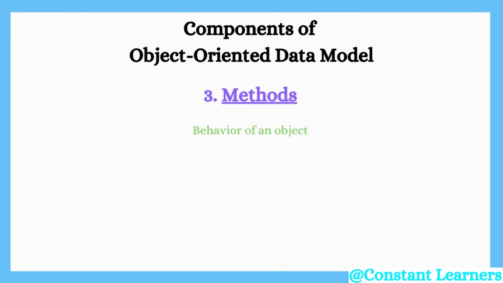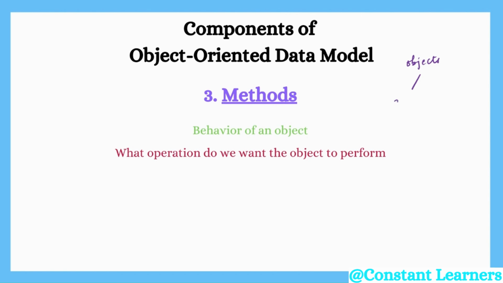Then we have the methods. Methods define the behavior of an object, that is, what operation we want the object to perform. Like in entities, we only had attributes, that is the properties. Objects don't just have attributes, they have attributes as well as methods. They have to perform some kind of action or some kind of task. So methods are the real-world tasks that we want the objects to perform.